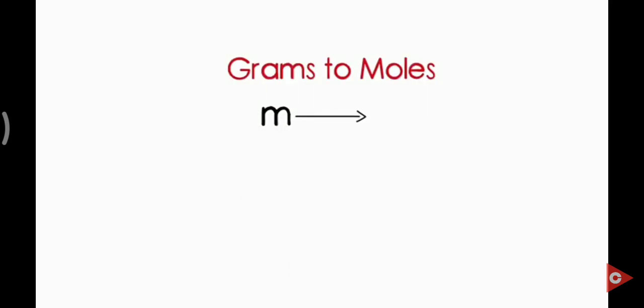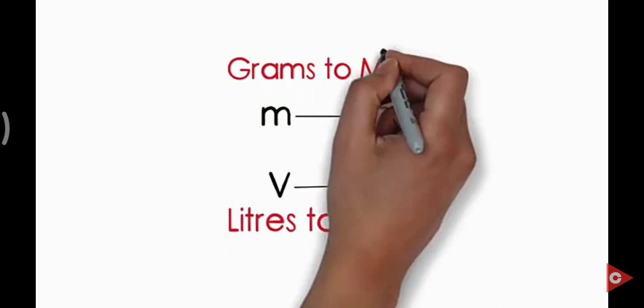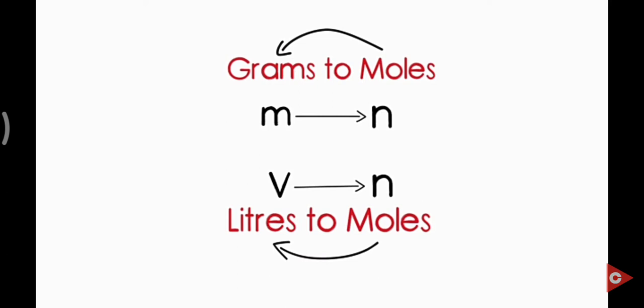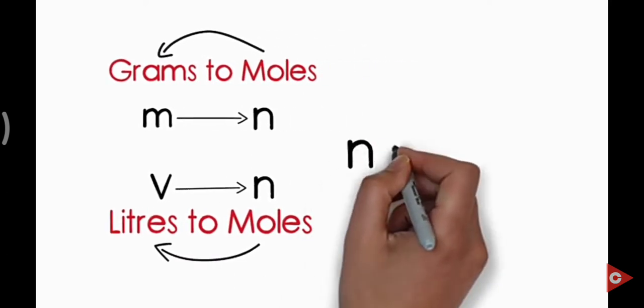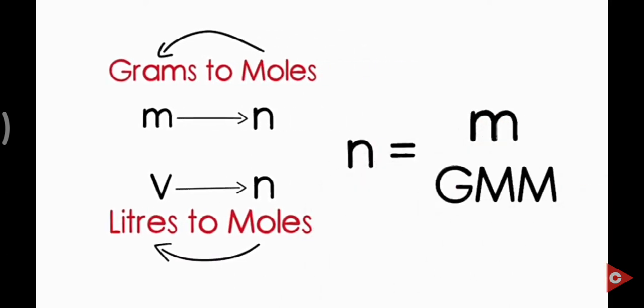So that's how we convert grams to moles or liters to moles. In some questions, we need to convert moles to grams or moles to liters. In such cases also we will use the same formula. Let's understand it with this formula, N is equal to m upon GMM. If you are given moles and you want to calculate the mass of the substance, and the gram molecular mass is given, you can calculate it.